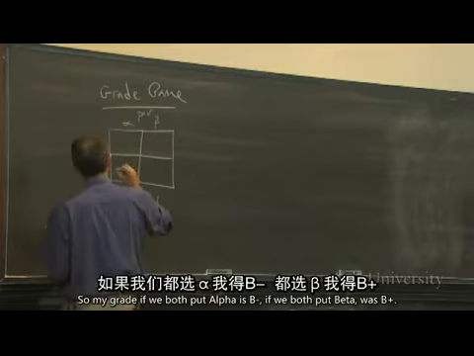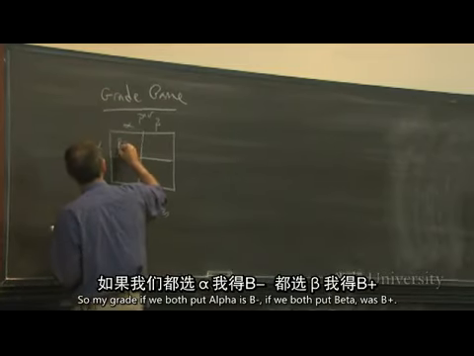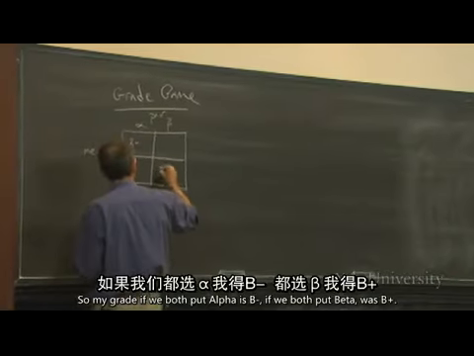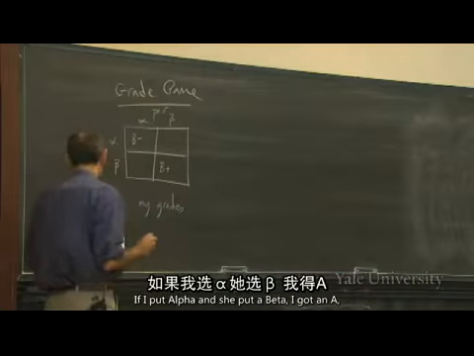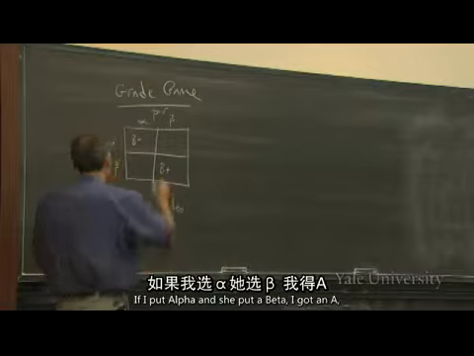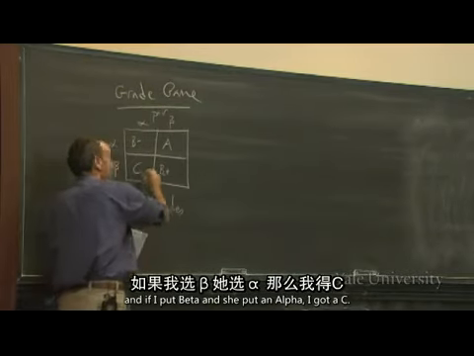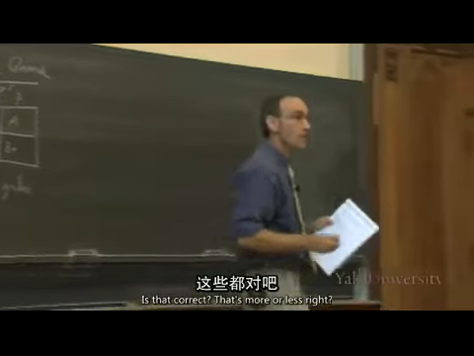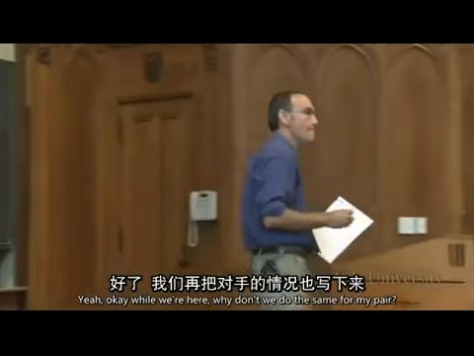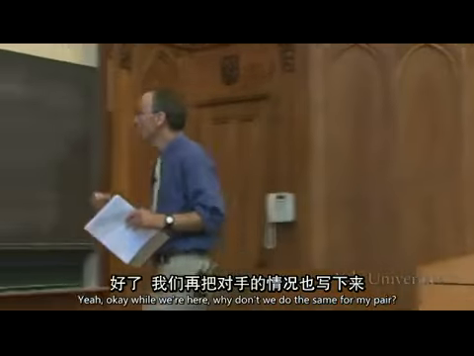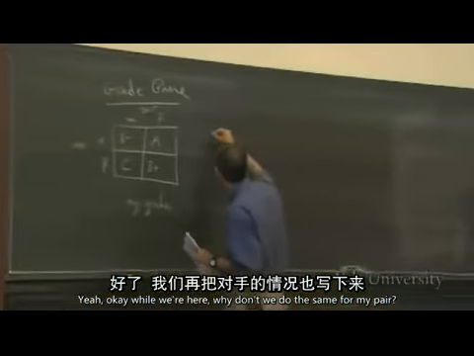All right, so my grades, if we both put alpha, is B minus. If we both put beta, it was B plus. If I put alpha and she put a beta, I got an A. And if I put beta and she put an alpha, I got a C. Is that correct? That's more or less right? Yeah? OK, while we're here, why don't we do the same for my pair?